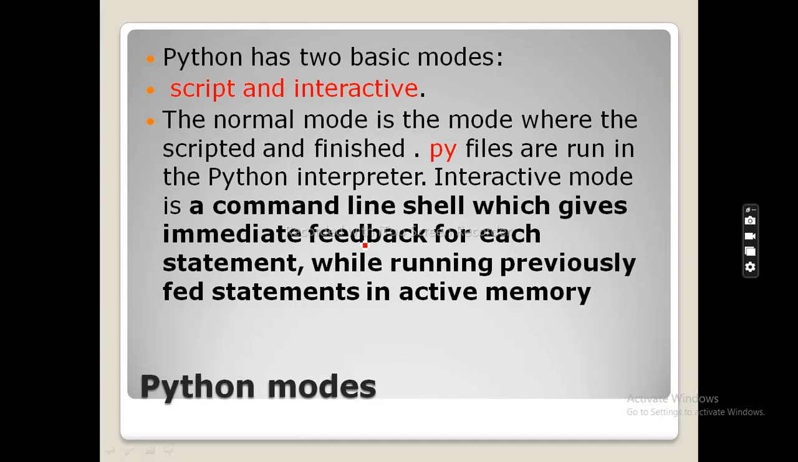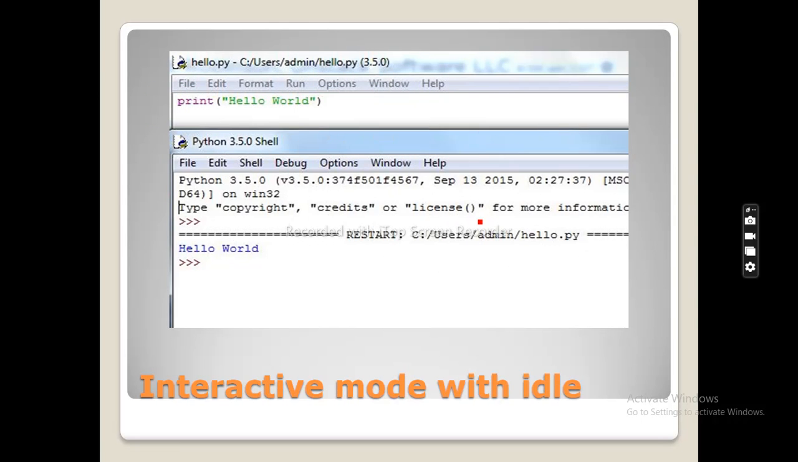Interactive mode is a command line shell which gives immediate feedback for each statement while running previous statements in active memory. Means previously you have written some commands, and that is the speciality of interactive mode, that you can include those things in your next command. This is the interactive mode.